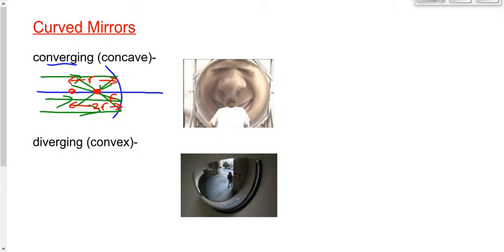All right, let's look at the other kind of mirror. We have a diverging or convex mirror. This is called a convex mirror because it's bulged out. It's convex or bulged out in the middle. It's thicker in the middle than it is at the edges. Why do we call it a diverging mirror?